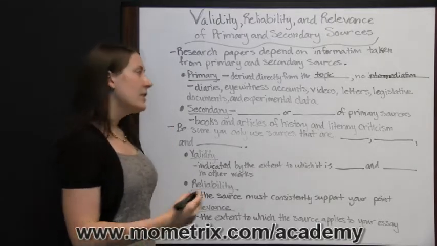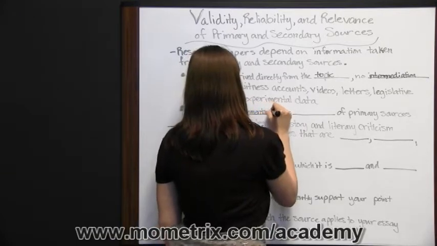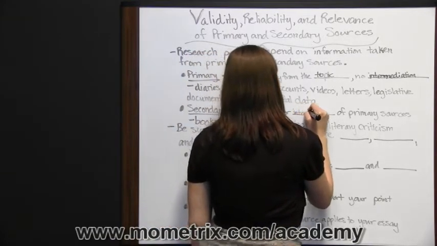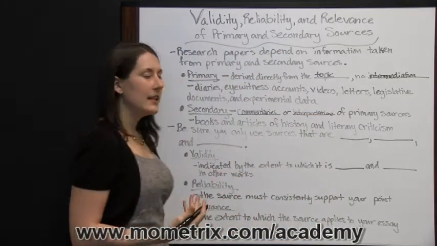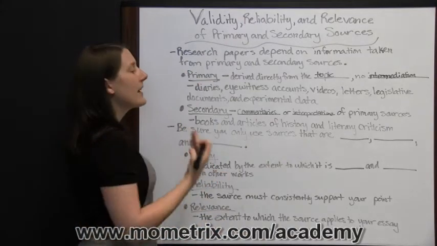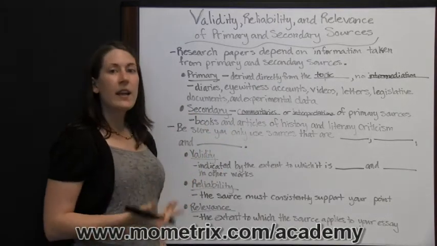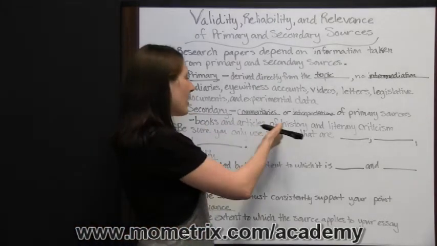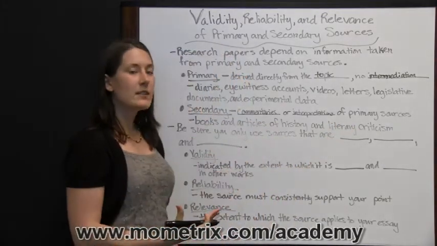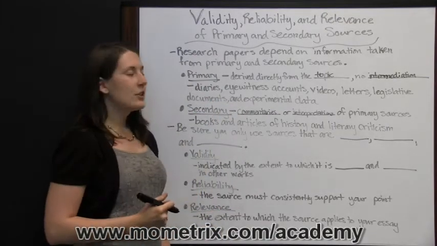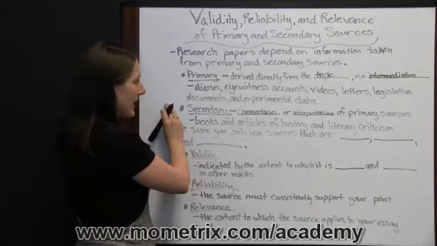Secondary sources, on the other hand, are going to be commentaries or interpretations of primary sources. They're secondary. They take one of these things and then they comment on it or interpret it. So examples would be books and articles of history and literary criticism. If you have books or articles that are written about history, or you've got a literary criticism, something criticizing some other work of literature, they are commenting or interpreting a primary source, which makes it a secondary source.